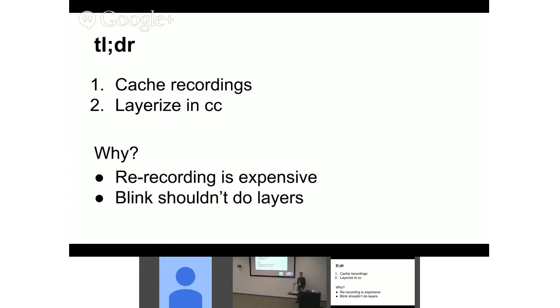Why do we want to do this? Well, re-recording is expensive. I'll show you how in just a minute. And Blink really shouldn't be doing layering. Blink does not know anything really apart from what needs a layer, but it doesn't know how to assign those layers. It doesn't know how many layers you can support. It doesn't know how big layers can be, how much memory you're using, or anything like that. So this talk is going to go through all of this in more detail.